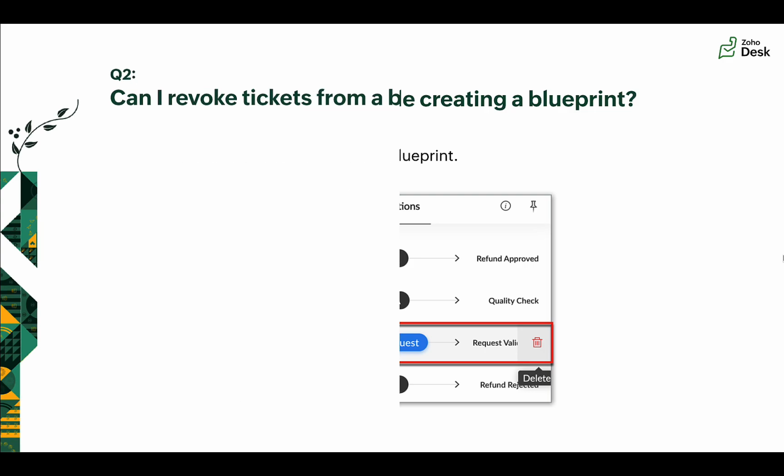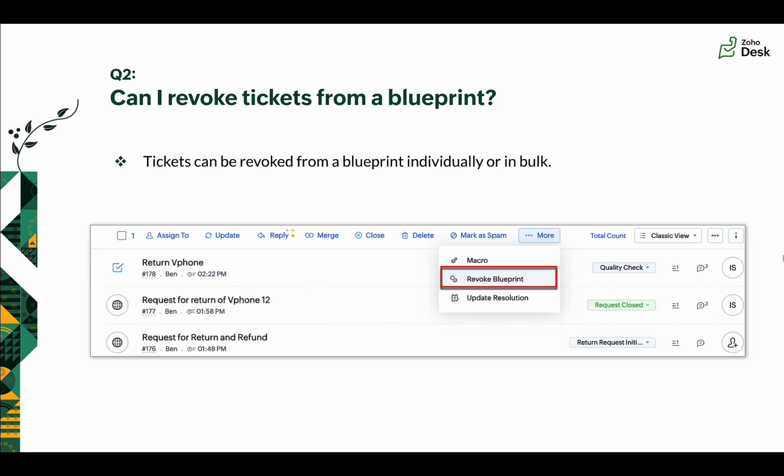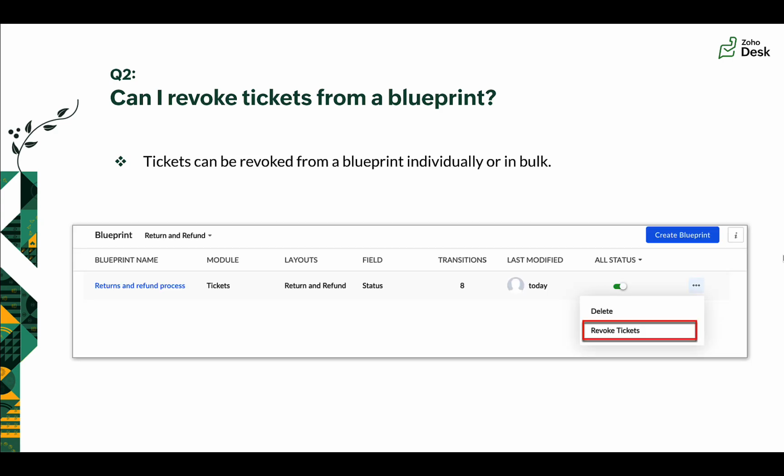So the next question is, can I revoke tickets from a blueprint? Yes, tickets can be revoked from a blueprint either individually or in bulk. You can revoke the blueprint in bulk by selecting the revoke blueprint option in the configuration page. From the blueprint list view, you can select the desired blueprint, then choose the option revoke tickets under the menu. This feature is useful for removing tickets that no longer need to follow the blueprint process, offering flexibility in managing exceptions or changes in the business processes.